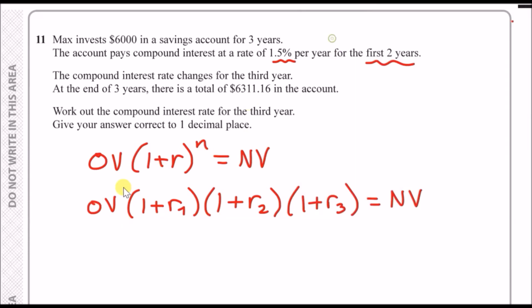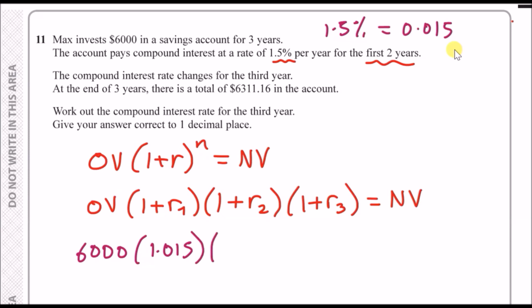So we know that the original value was $6,000, so it's going to be 6,000 times 1 plus the first year's rate. Well, 1.5%, guys, if you put that in your calculator, that's basically the same as 0.015. If you've got the percentage button, you could actually write it directly. So essentially, 1 plus that is just 1.015. Again, the second is the same, 1.015. However, the third year we don't know. Let's just call it 1 plus r, yeah?